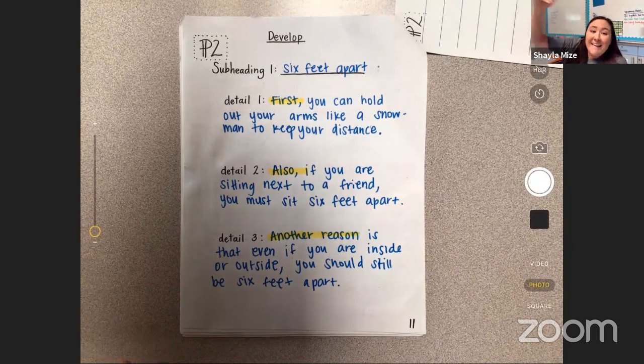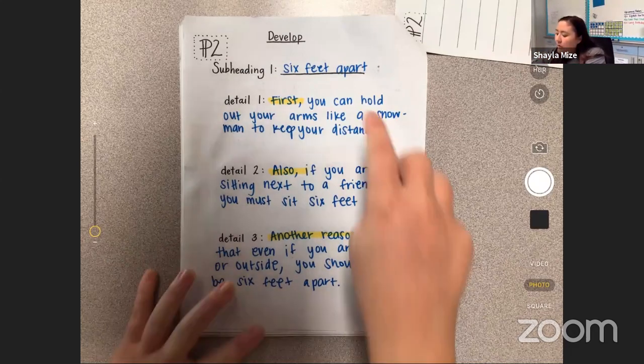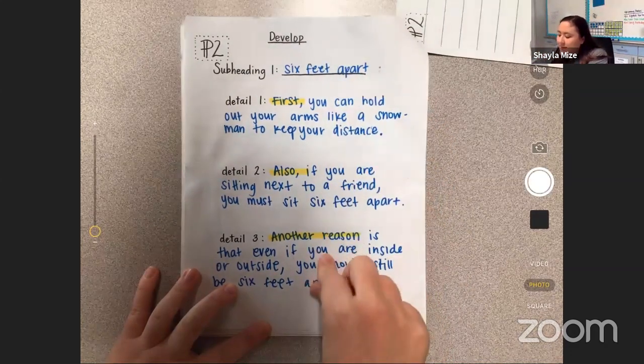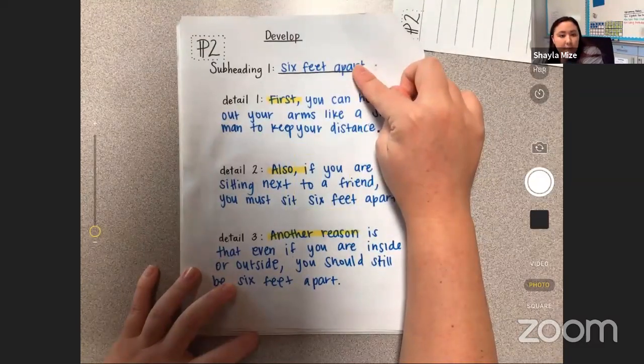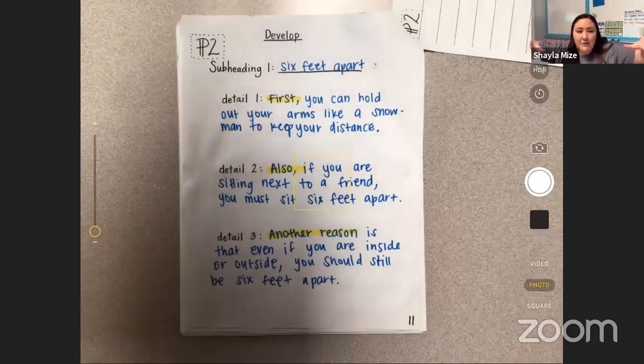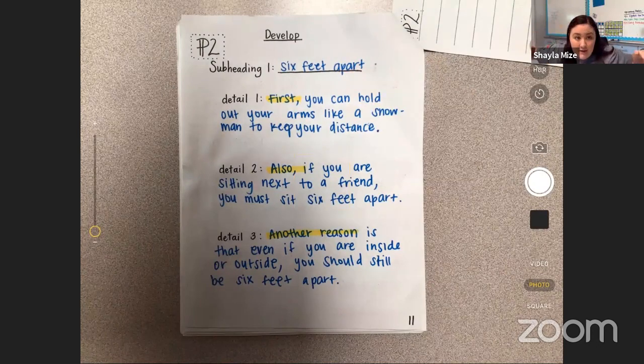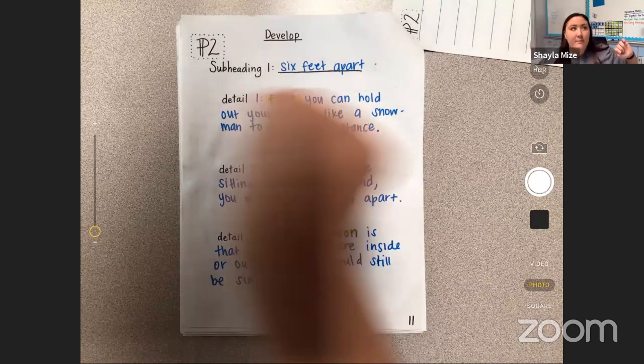We will come back and add transition words tomorrow. So you do not need to have transition words yet. You are only writing 3 detailed sentences about whatever subheading 1 is. We are going to stay here today. You are not to go anywhere until this is completed.